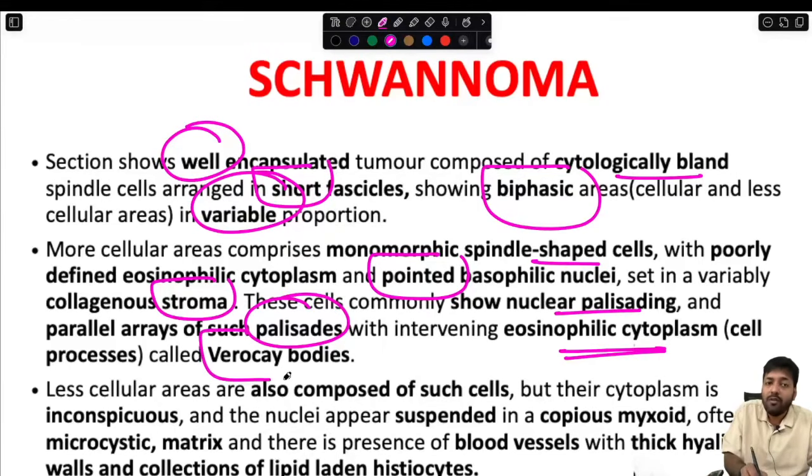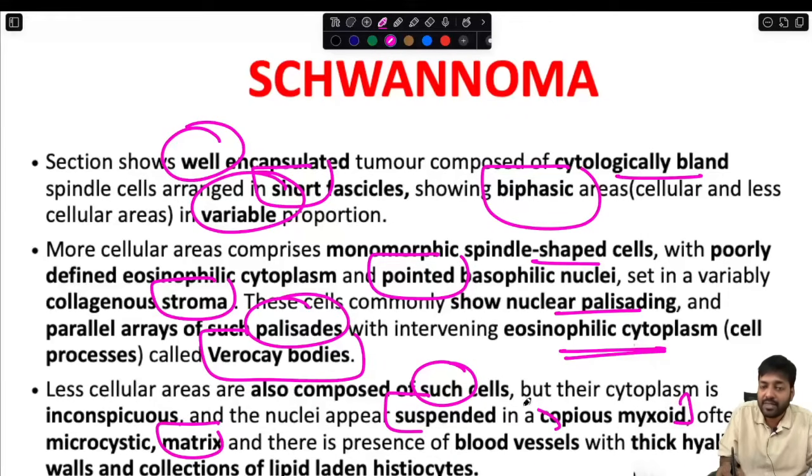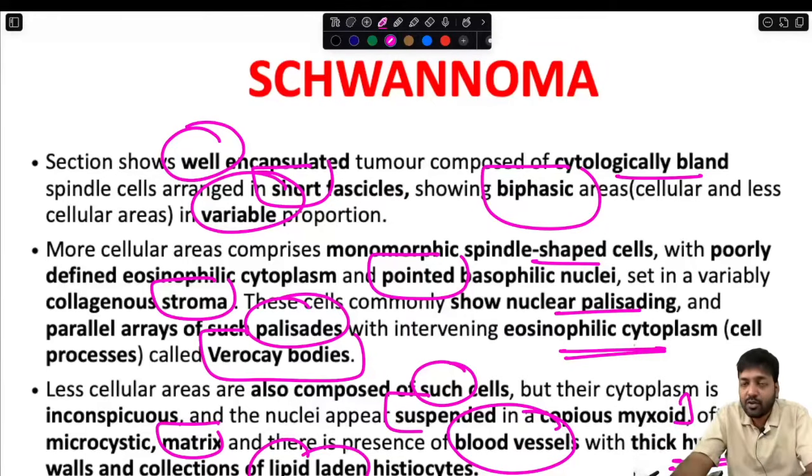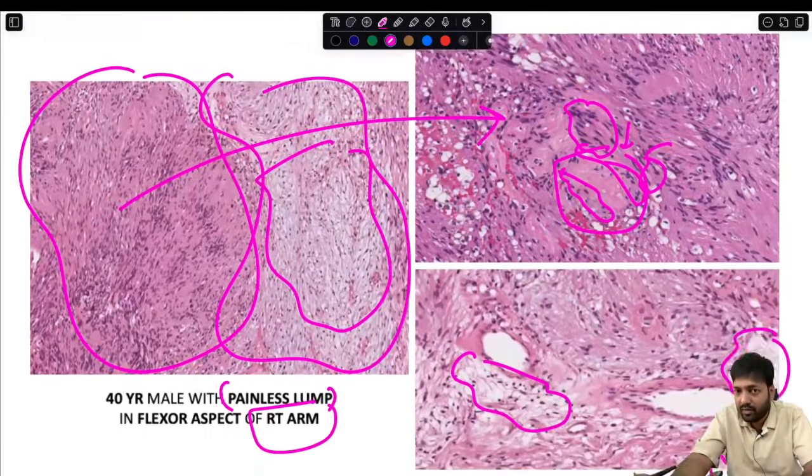That is, the cell processes called Verocay bodies. The less cellular areas are also composed of such cells, but the cytoplasm is inconspicuous and the nuclei appear suspended in a copious myxoid, often microcystic matrix, and there is presence of blood vessels with thick hyaline walls and collection of lipid laden histiocytes, as we have appreciated over here.